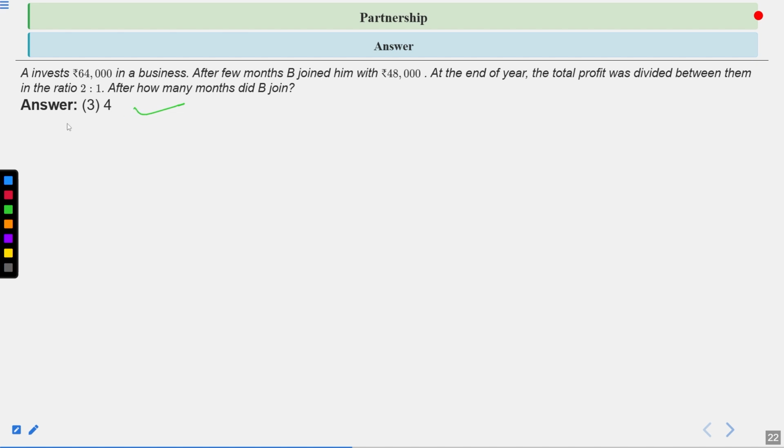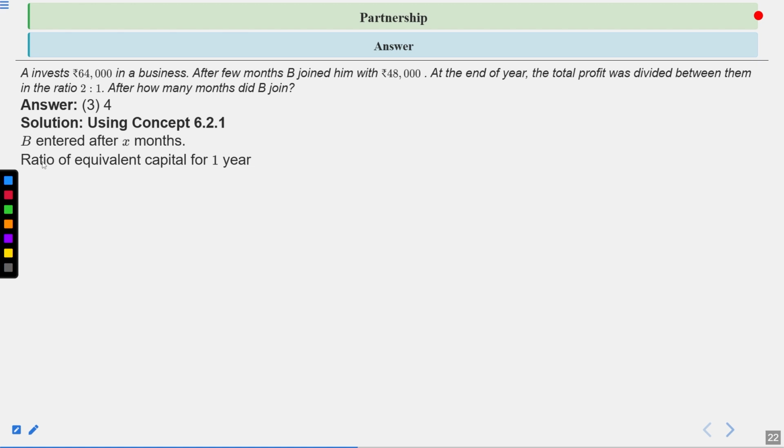After 4 months. Now see the detailed solution using concept 6.2.1 in this question. B entered, we let it as after X months. So we get the ratio of equivalent capital for 1 year. So 64,000 for 12, ratio 48,000 rupees multiplying by 12 minus X. So we get how many months he joined. We get the ratio which becomes 16 ratio 12 minus X.